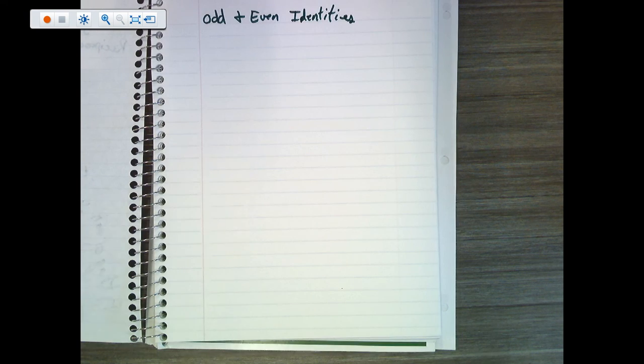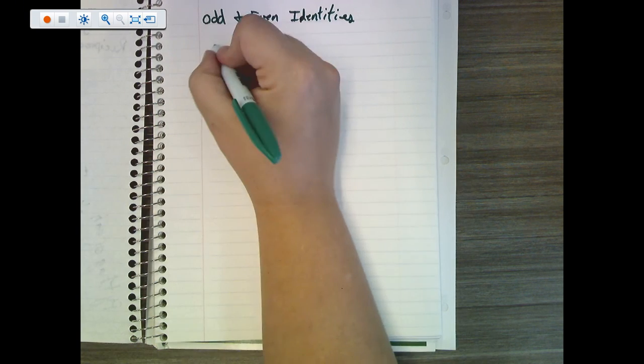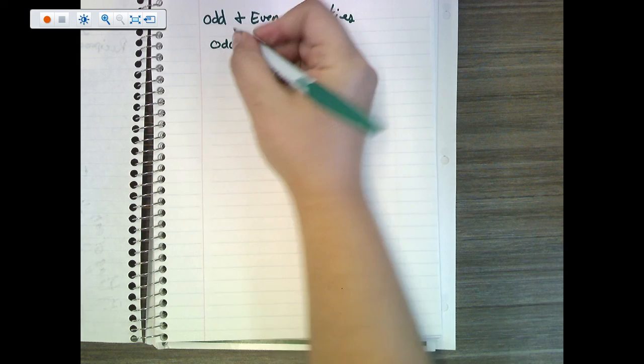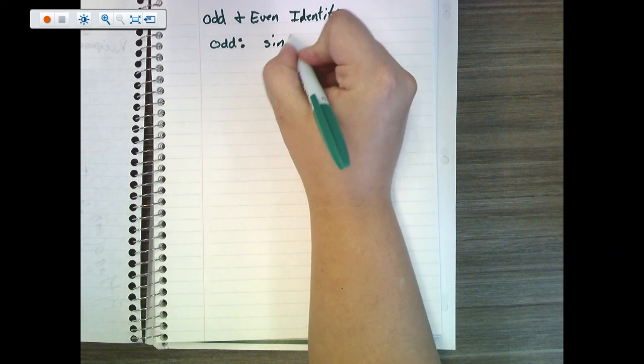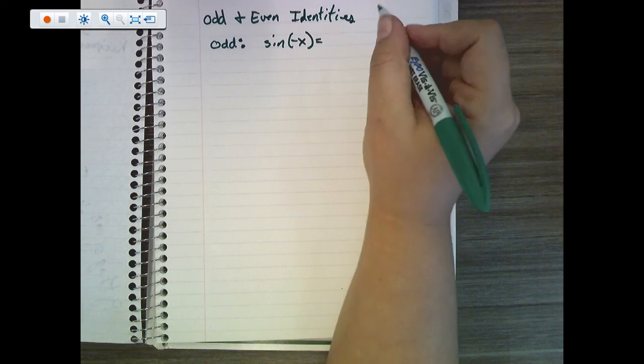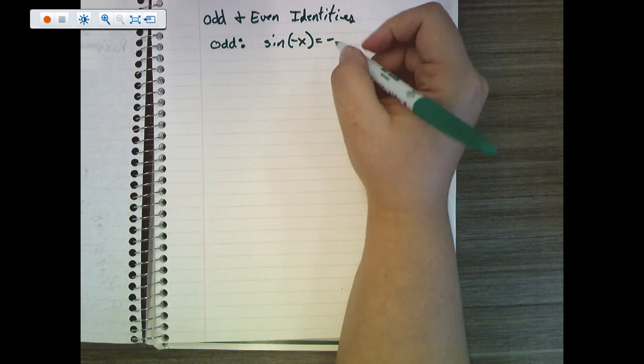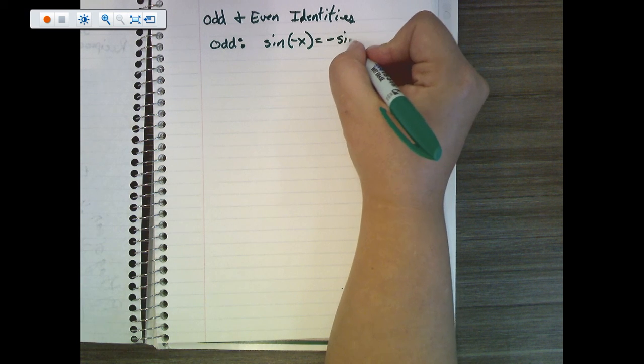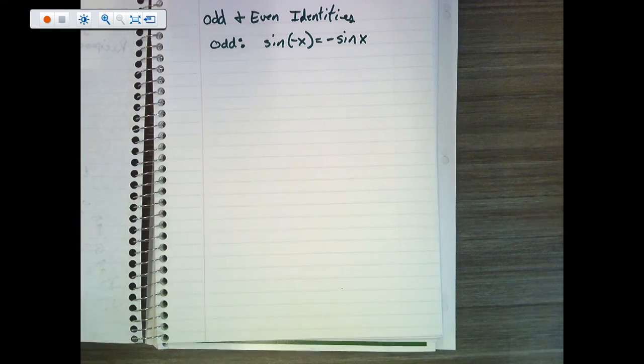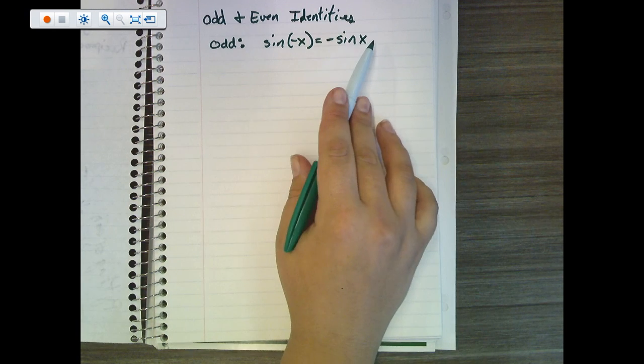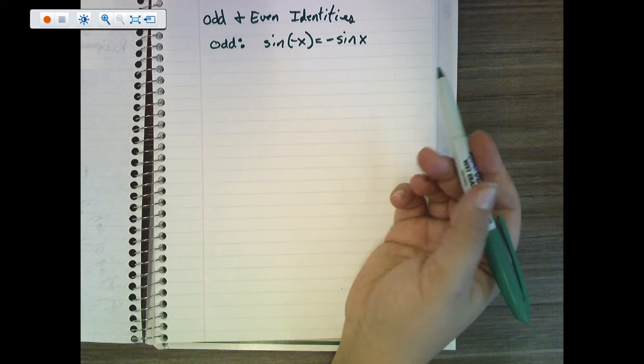Okay, so odd and even identities. The odd ones are that if you have the sine of a negative angle somewhere given to you, you can rewrite it out front as negative sine x. So you can go both directions with this, okay? So if you had a negative sine x, you could rewrite it as sine of negative x.